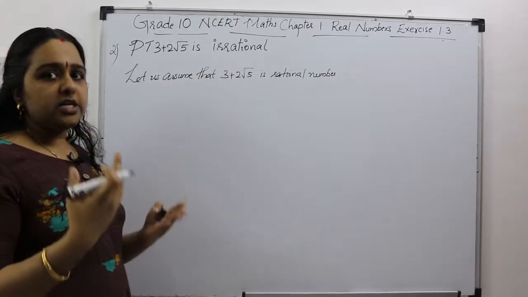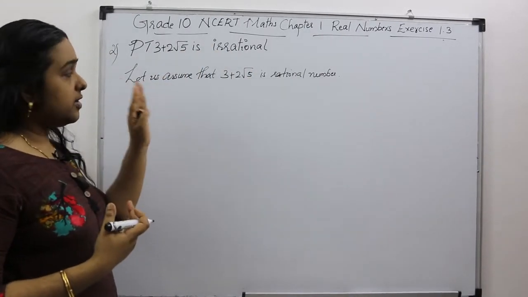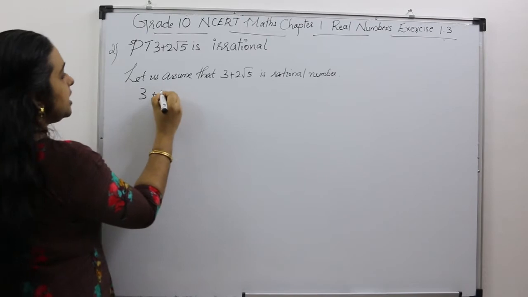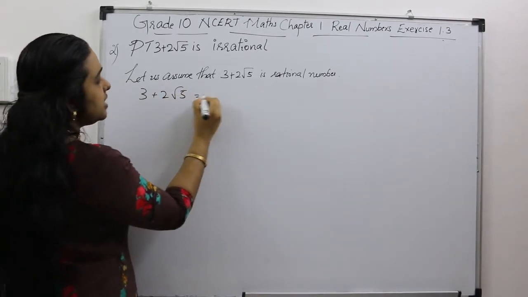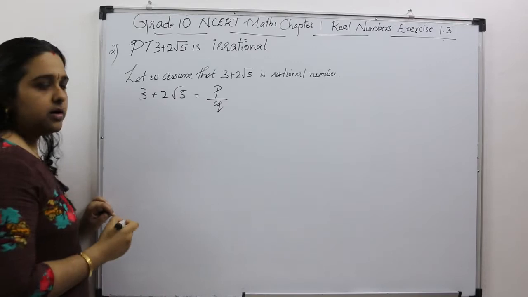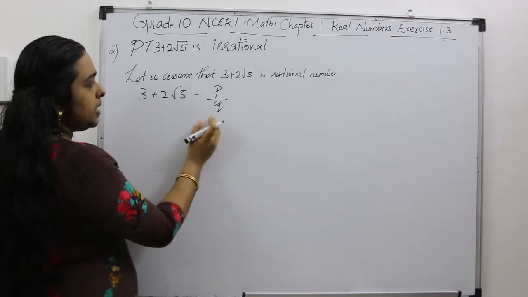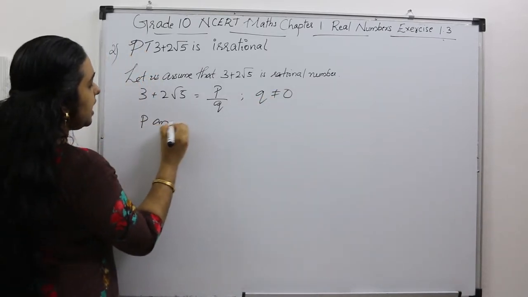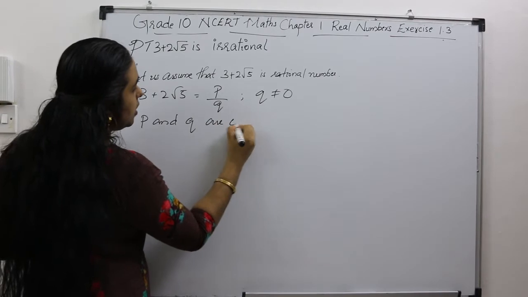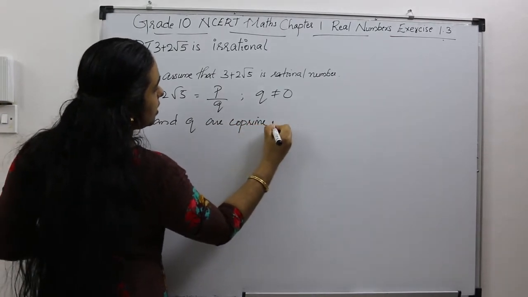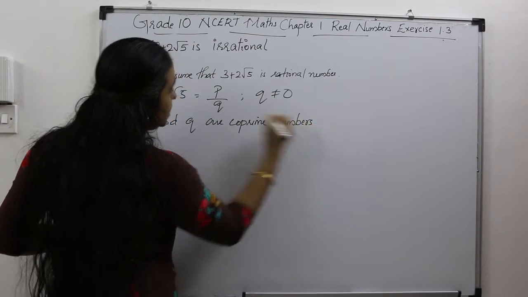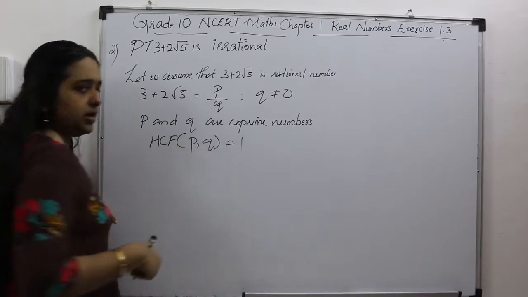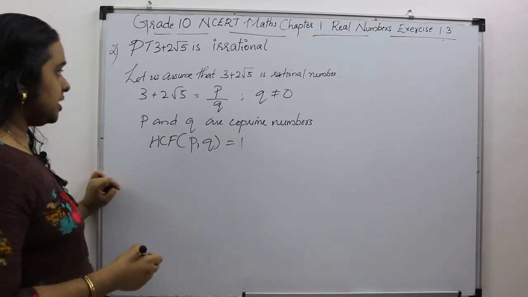So in order to prove irrationality, we are first assuming that number to be a rational number. So we can write 3 plus 2 root 5 is rational. So we can write it in the form p by q. Any rational number can be written in the form p by q, where q is not equal to 0 and p and q are co-prime numbers, or the HCF, highest common factor, of p and q is 1.